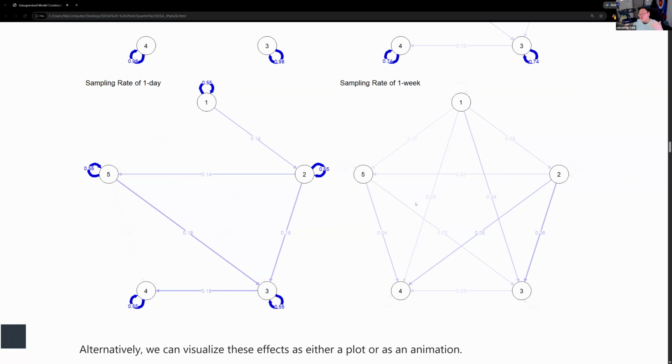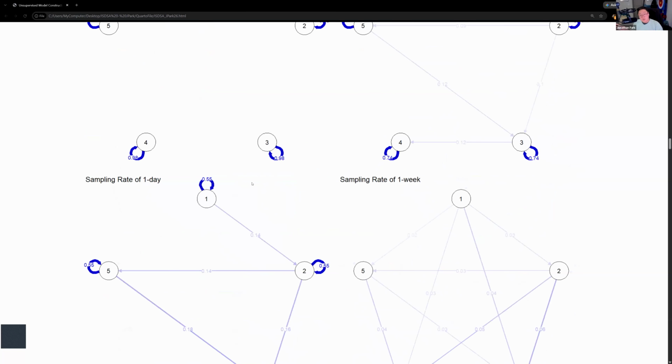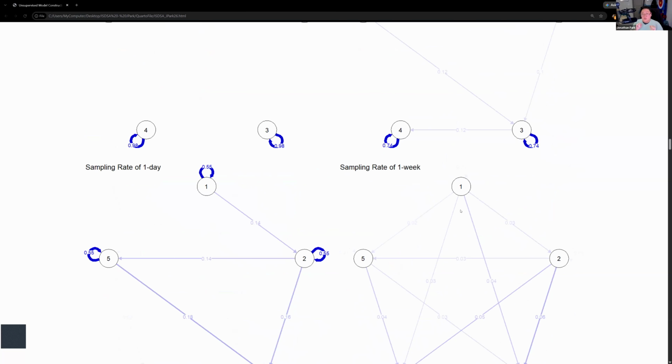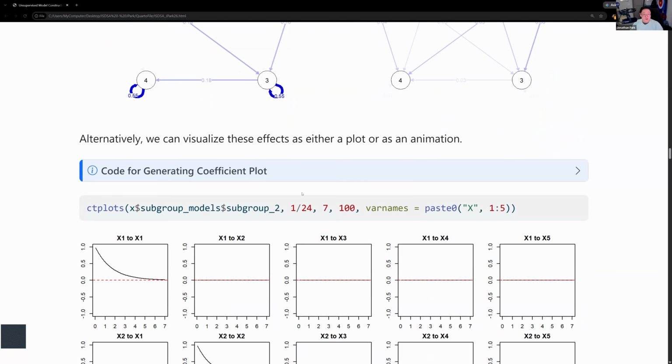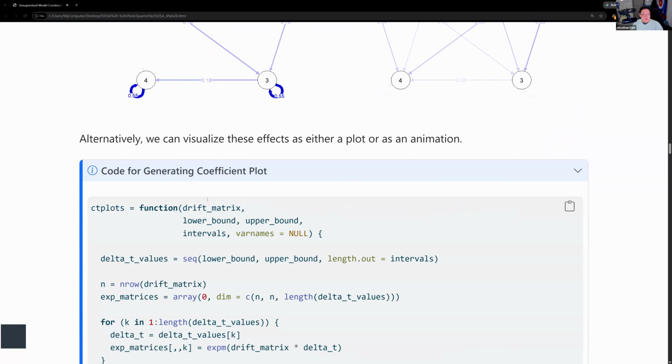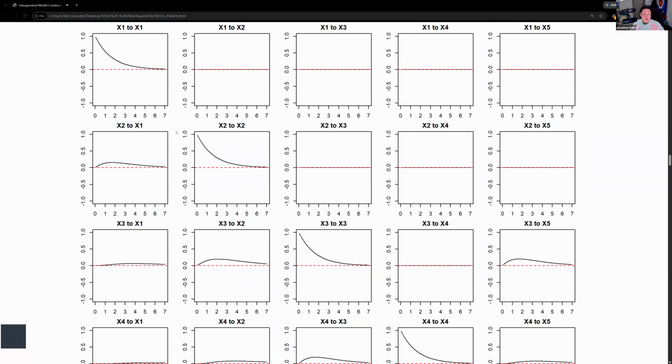So if I was to fit a discrete time model to data gathered every hour, every 12 hours, every day, or every week, these might be the discrete time networks that I would see for the same underlying continuous process. Different ways of simulating or visualizing these data. In this case, you'll see code here that I wrote for generating a coefficient plot. This basically shows the same 5x5 network, but this shows the strength of that particular dynamic association.